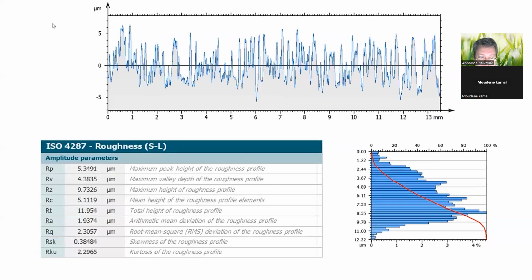Another example, measured on a steel sheet. The texture is well centered around the mean height without extreme points. It is verified with a small value of Rsk and a value of Rku smaller than 3.